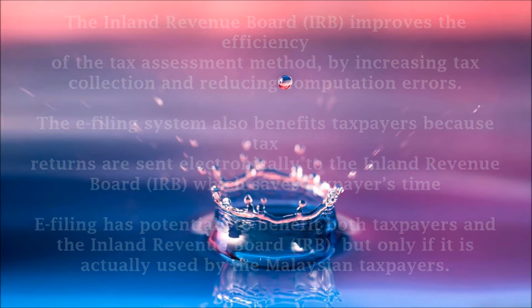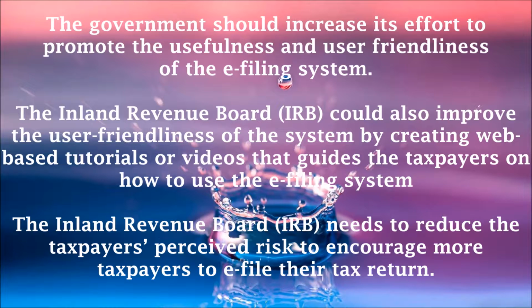The next one is the government should increase its effort to promote the usefulness and user-friendliness of the e-filing system. This means the government have to invest more in advertising campaigns that clearly denote the usefulness of e-filing. This campaign should be strategically administered during the tax filing months. For example, advertising on billboards that are strategically located to capture a bigger audience. The ease of use should also be stressed in the advertisement campaign.